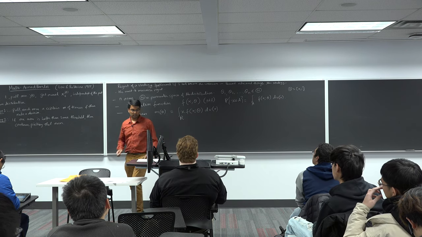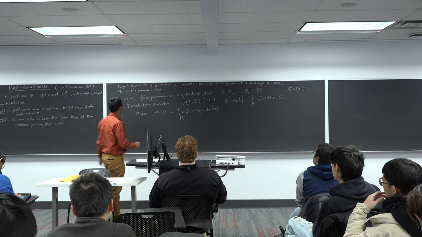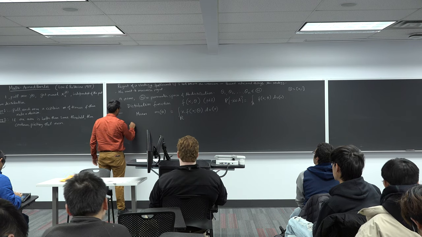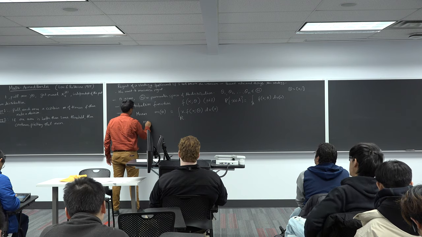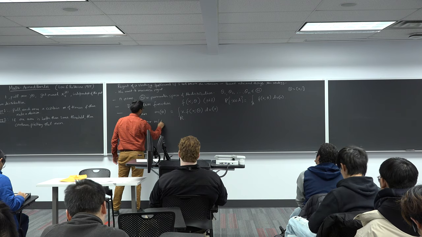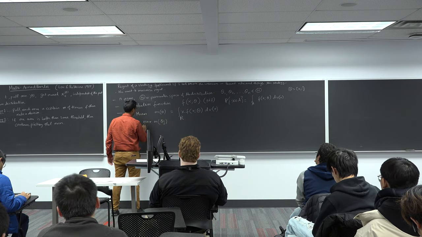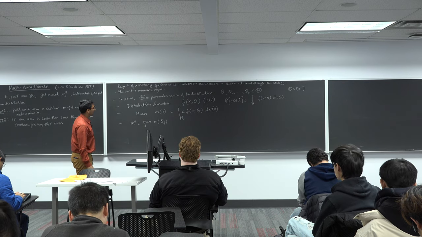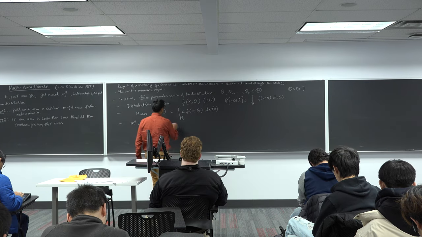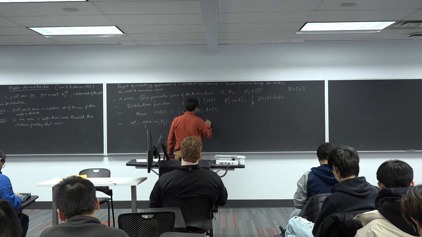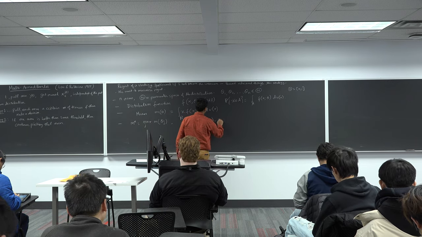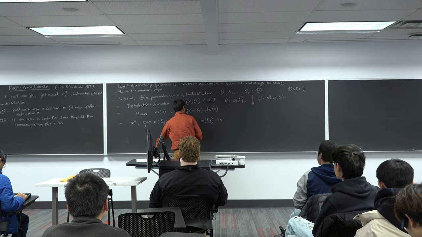Okay. What else do we need? So we need to define m star, which is the max over all j of m theta j. And I'm going to define delta j equal to m star minus m theta j.